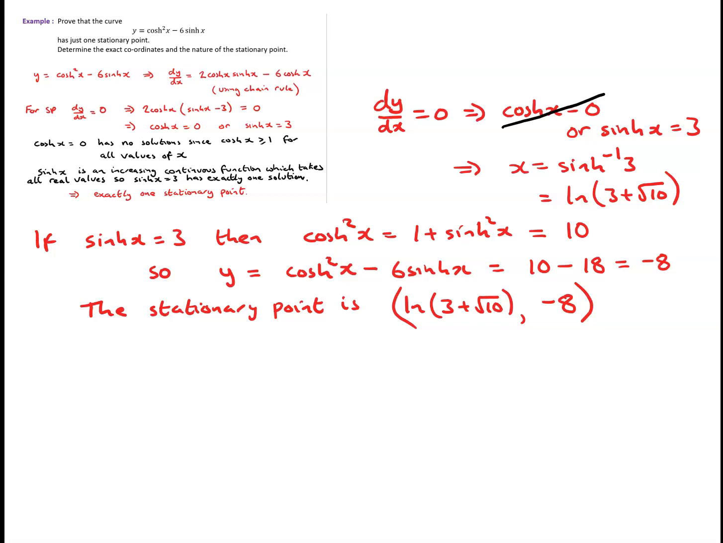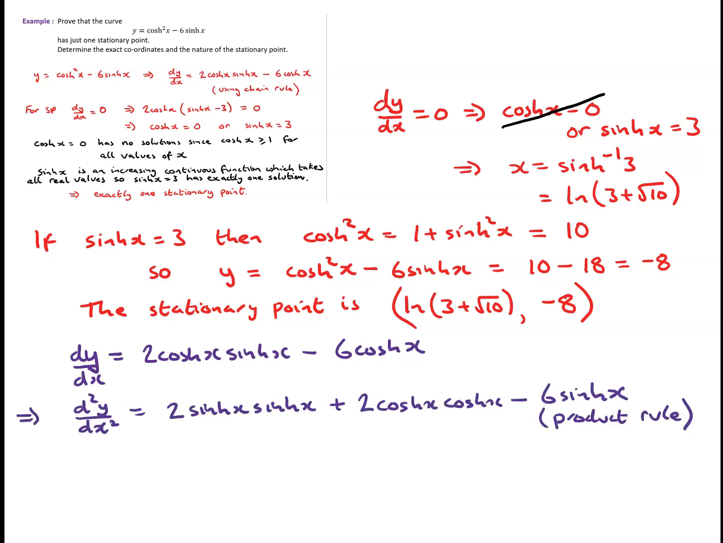We haven't yet classified the stationary point. Well, we know that dy by dx is 2 cos x sin x minus 6 cos x. So we can find d2y dx squared reasonably easily. To differentiate the 2 cos x sin x, we can use the product rule. So that's going to give me 2 sin x plus 2 cos x. And then the derivative of 6 cos x is simply 6 sin x.